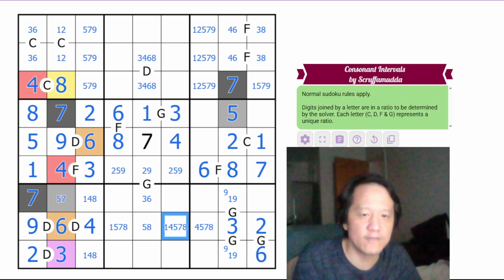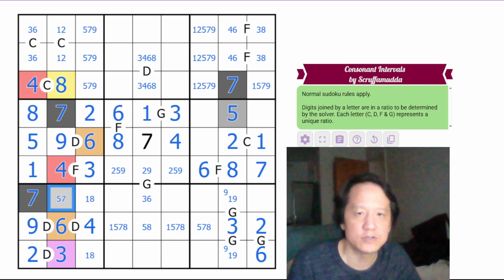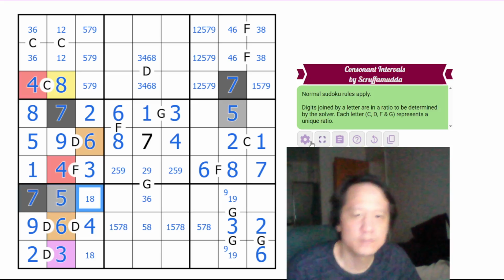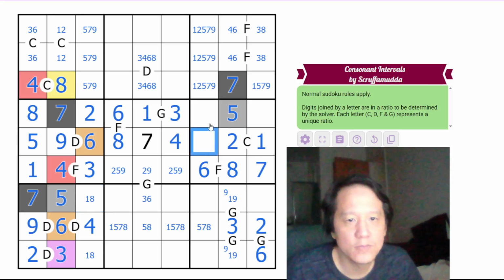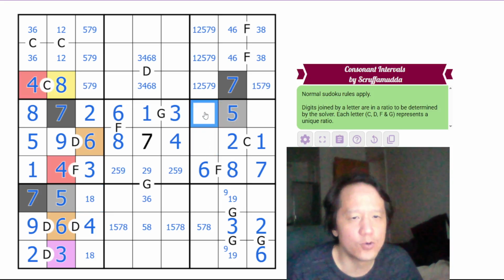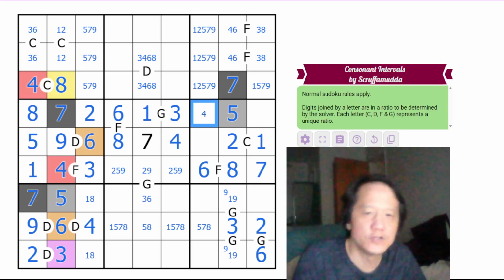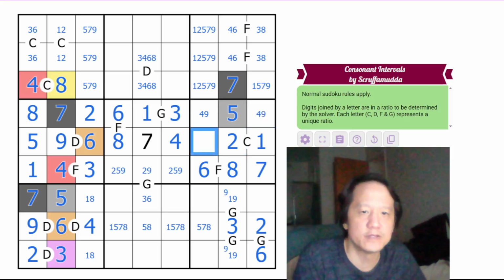We can't have a 4 here because of the 4 in the row. This is 1 or 8. This is 1 or 8. This 7 eliminates 7 here, so this is 5. The rest of row 4 is 4 and 9. So this is 4 or 9. This is 4 or 9. This digit must be a 3.